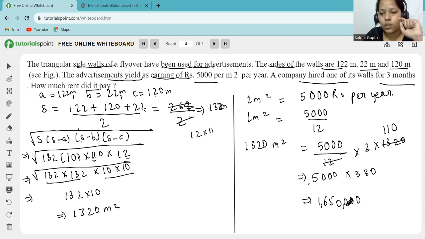So first comma after 30, second comma after 20. So this is how the Indian number system works. So here we can see what we got. It is ones, tens, 100, 1,000, 10,000, lakh, 10 lakh, 16 lakh, 50,000. Okay, and this is in rupees. So this is our answer we have got.